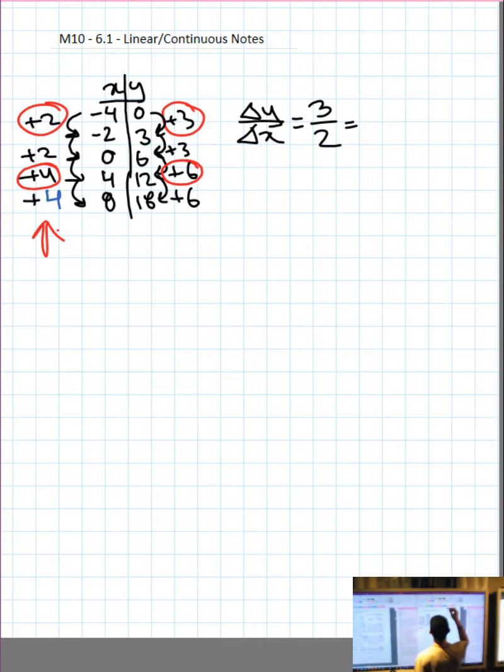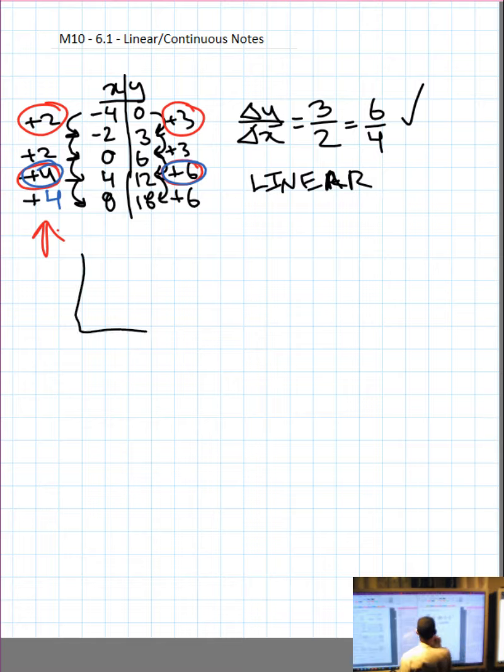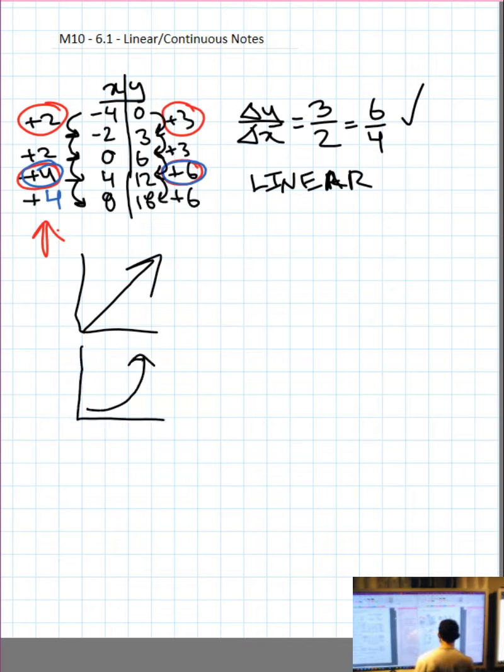So again, now in blue, they're going up by 6 and then going up by 4, and that pattern continues. And that equals 6 over 4. And these fractions are the same, so check mark, linear. The root word is line, with an A-R, linear. So outside of that, again, if you have a graph and it's a straight line, it's linear. If it's not a straight line, it's not linear. Like, come on, is it a line or not?